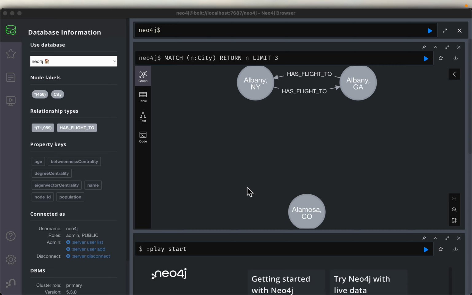Hi friends, in this series we will learn graph data science and graph machine learning using Neo4j. Today we look at centrality.